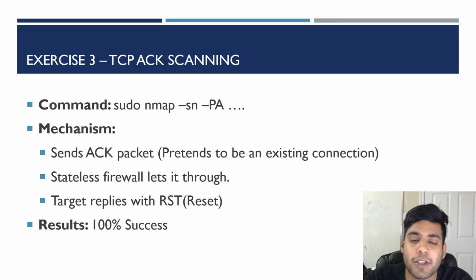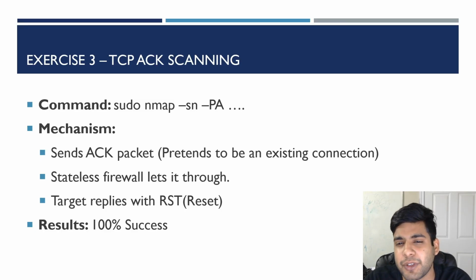When the acknowledgement packet is sent to the machine, the machine checks for any existing connection with the sender. It won't find any existing connection, so it will send back a reset packet. Nmap keeps track of the reset packets, and the IPs they are coming from are the ones that are alive.